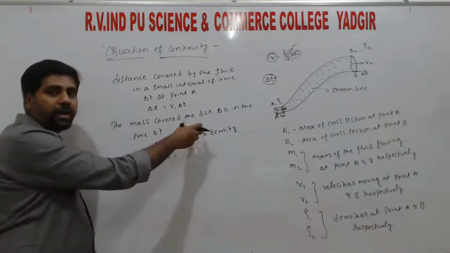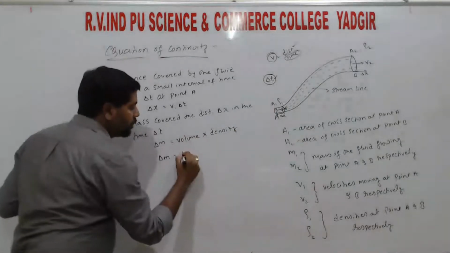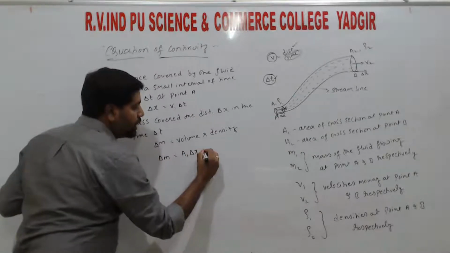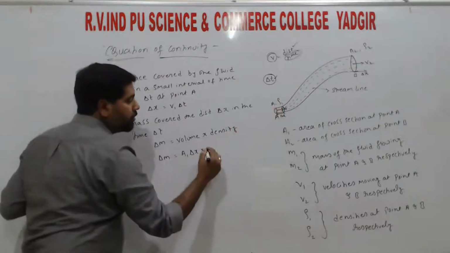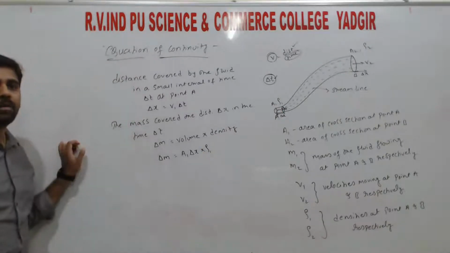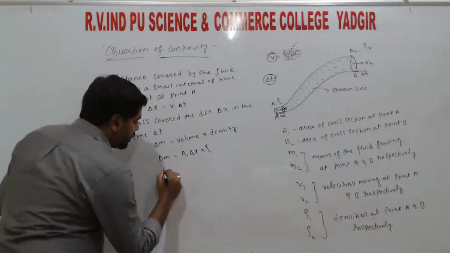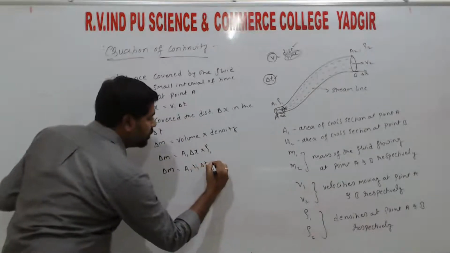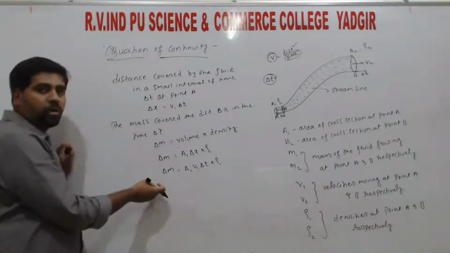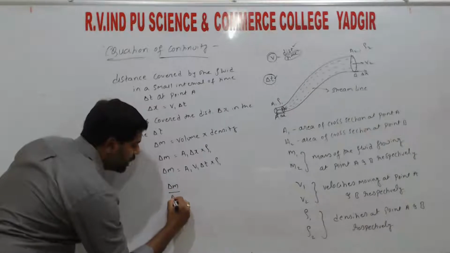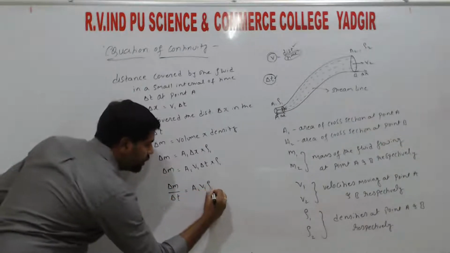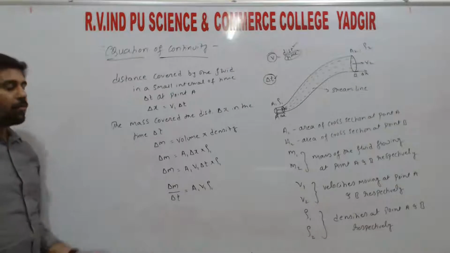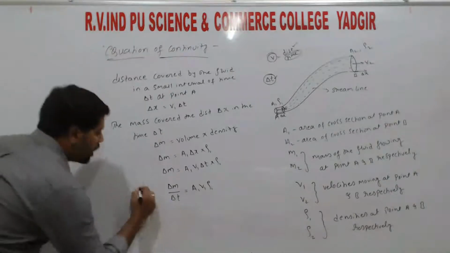Volume we can write as area into length. The area of cross section is A1, and the length is the distance covered, delta x, right? So A1 into delta x into density, and the density at point A we write as rho 1. Substitute the value of delta x: delta m is equal to A1 into v1 delta t into rho 1. Shifting delta t to the left side, delta m by delta t is equal to A1 v1 rho 1. This ratio, change in mass with respect to time, we call the mass flux.